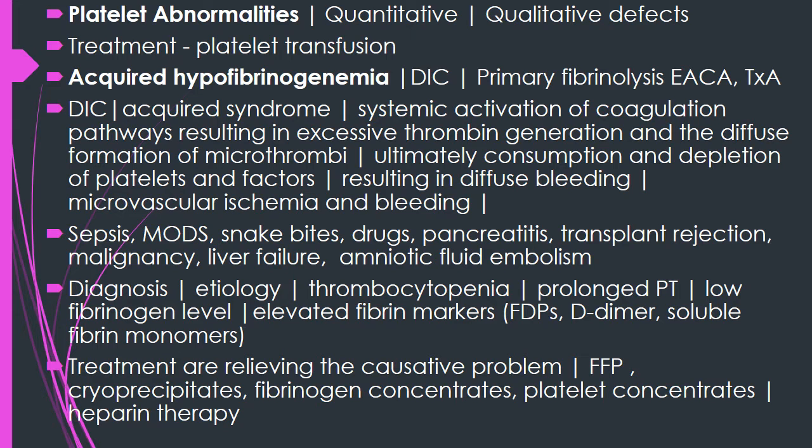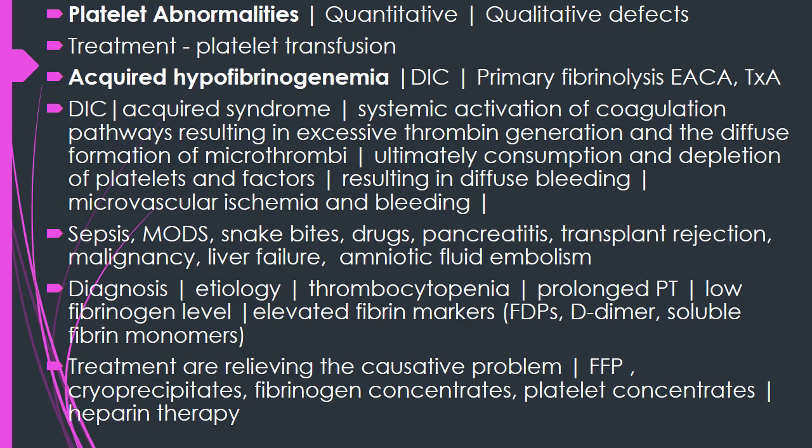DIC is an acquired syndrome usually seen in sepsis, MODS, snakebite, certain kinds of drugs, and pancreatitis. There is a systemic activation of coagulation pathways, which finally results in excessive thrombin generation and a diffuse formation of microthrombi all over the capillaries. Ultimately, there is a consumption and depletion of platelets and coagulation factors, and this deficiency finally results in diffuse bleeding. Also, in addition to this, there is a microvascular ischemia which is caused because of the coagulation inside the capillaries.